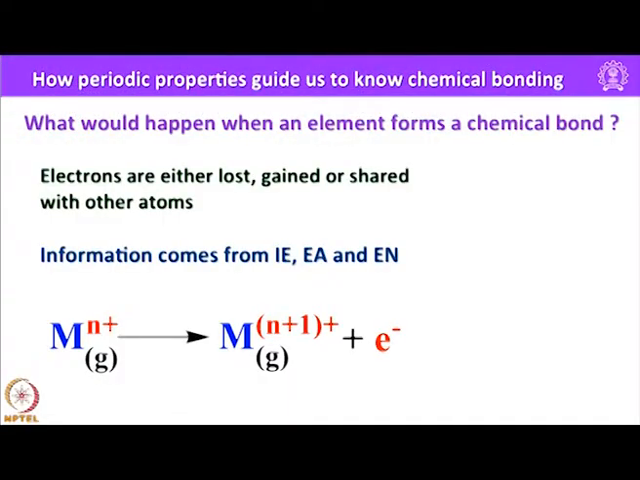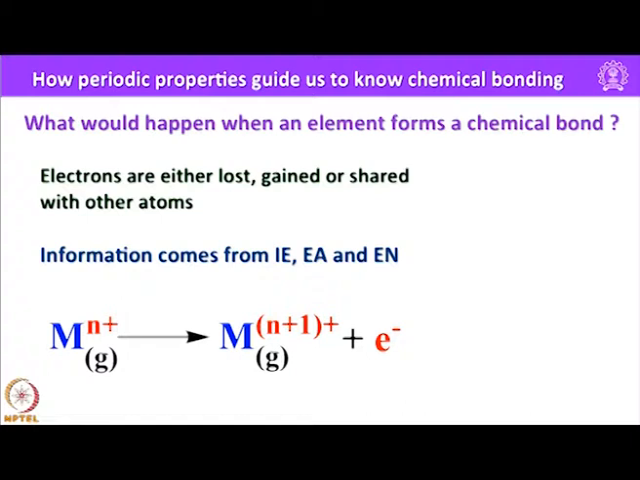Let us try to understand the relevance of some of these terms in a compound of a main group element. So, what would happen when an element forms a chemical bond? That means essentially electrons are either lost, gained, or shared with other atoms. So, the information on which atom is losing an electron, which atom is gaining an electron, or whether they are sharing, all comes from these three terms: ionization enthalpy, electronegativity, and electron attachment enthalpy.